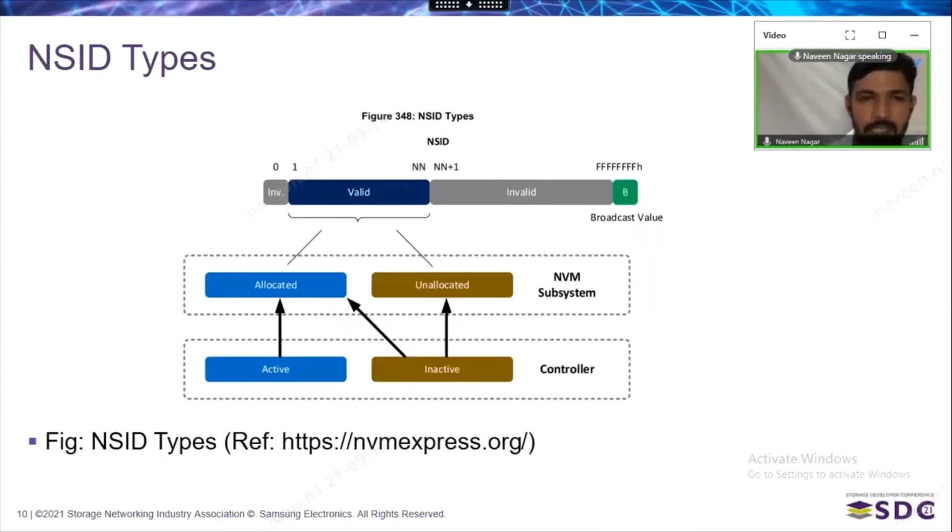As per the spec, there can be various types of NSIDs. The first one is allocated. A namespace is in allocated state when it is created using the namespace create command, and it will be in unallocated state when it is deleted using the namespace delete command. Similarly, a namespace is in active state when it is attached to a controller using namespace attachment, and it will be in inactive state when the detach command is received.